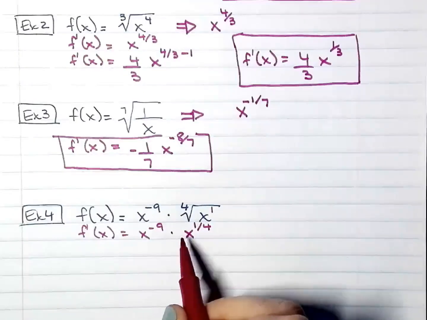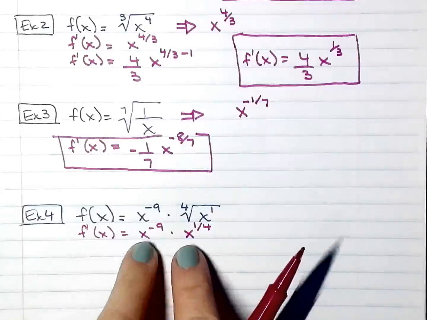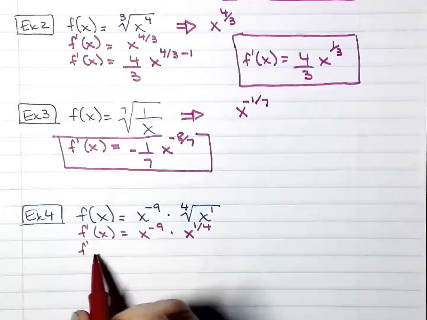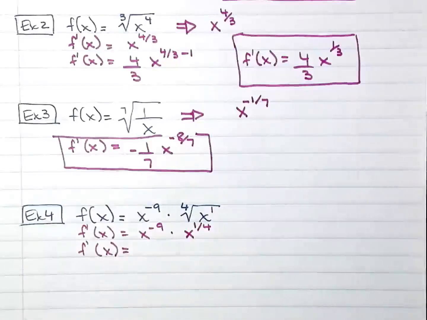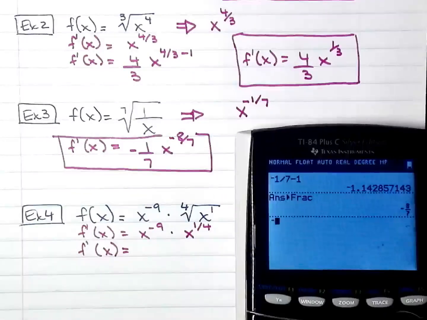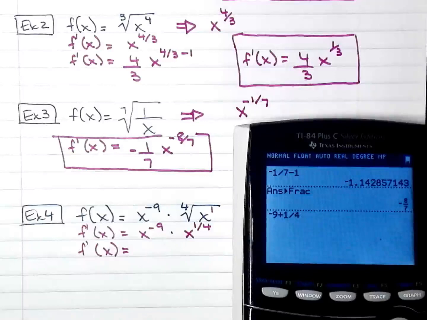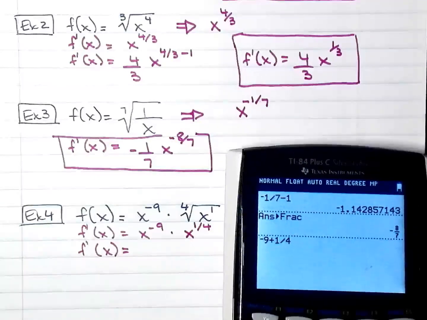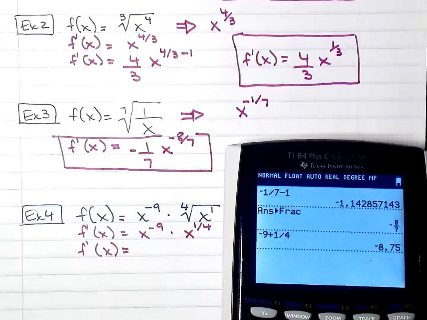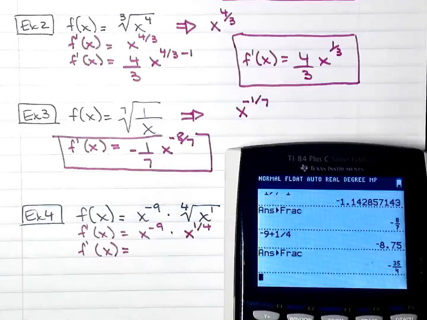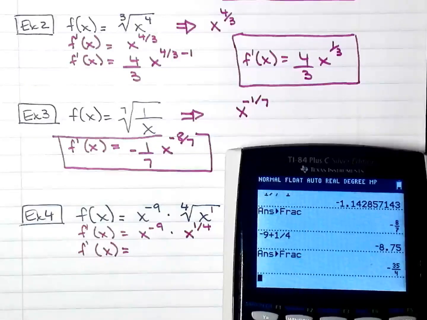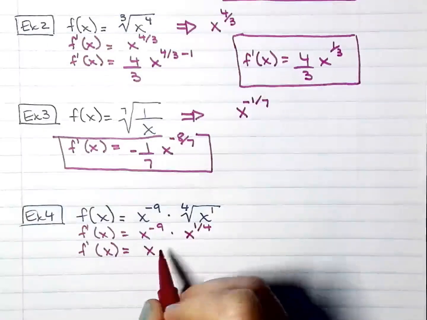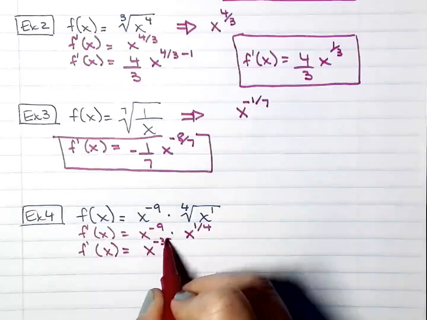I'm going to apply the laws of exponents. When you multiply, you keep the base, you add the exponents. So negative 9 plus 1/4. You get that? We're just going to keep everything as a fraction. So that's my new exponent.